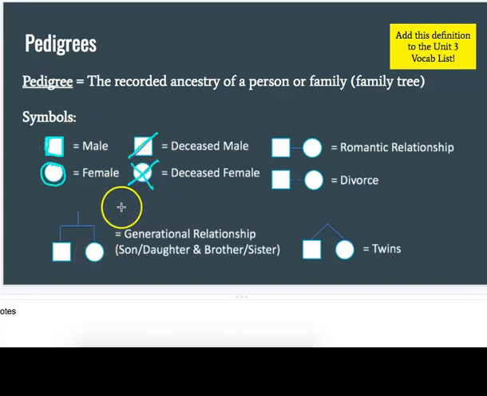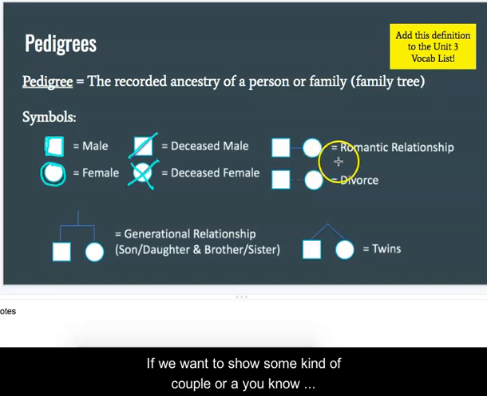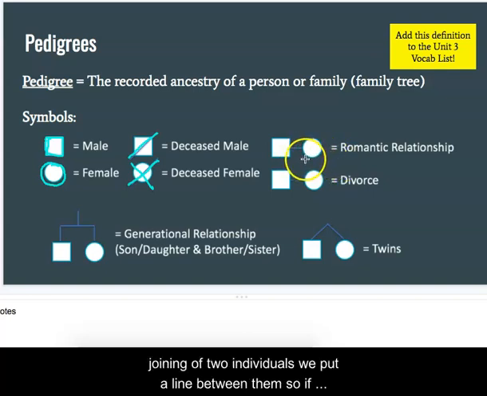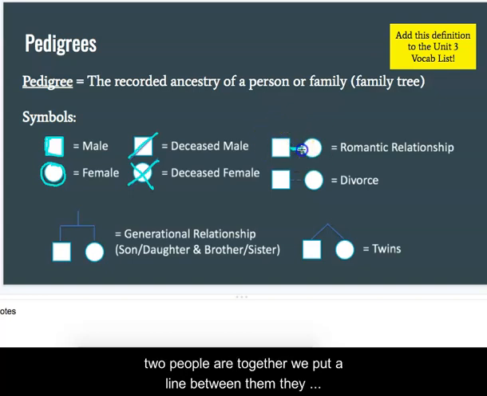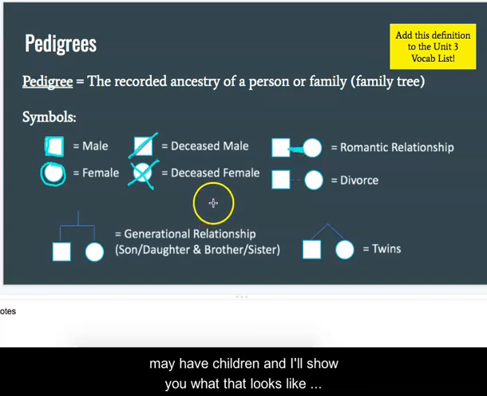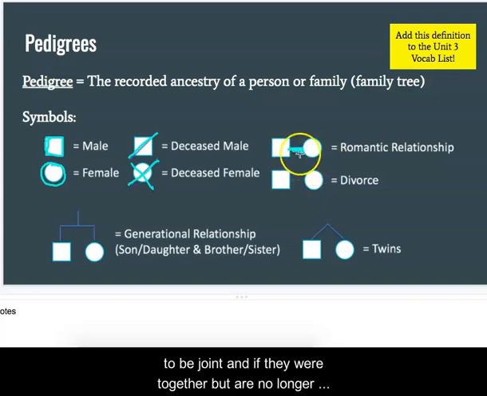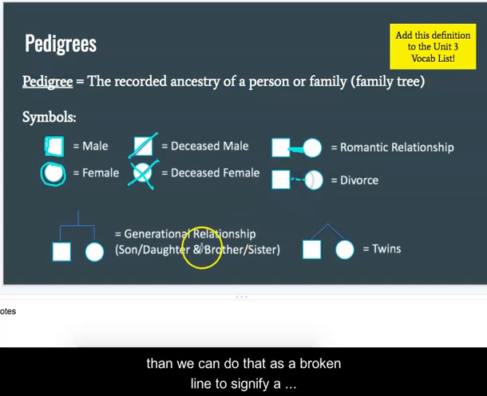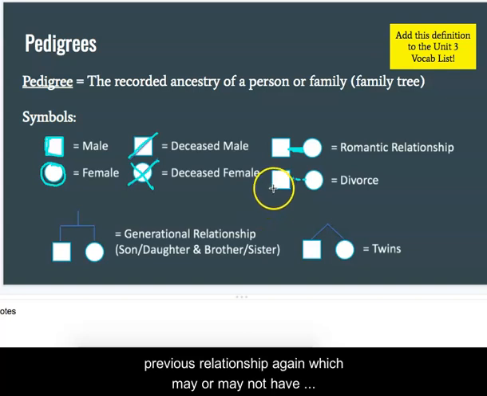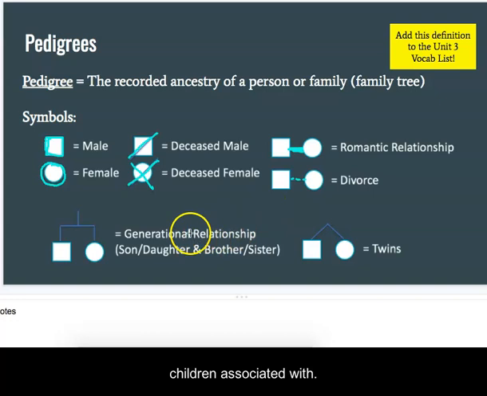If we want to show a couple, a joining of two individuals, we put a line between them. They may have children, and I'll show you what that looks like in a little bit, but they don't necessarily have to. They're just joined. And if they were together but are no longer, we show that as a broken line to signify a previous relationship, which may or may not have children associated with it.